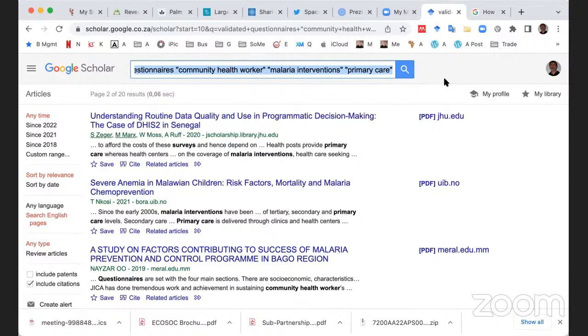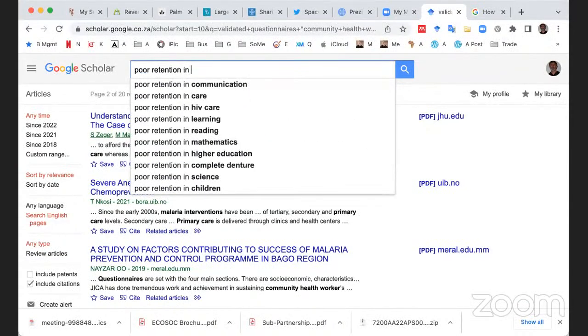and look at maybe the issues of accessibility of the service. Would it be affecting? Or what are the determinants of poor retention of clients in our primary care facilities? So that's what we concluded.